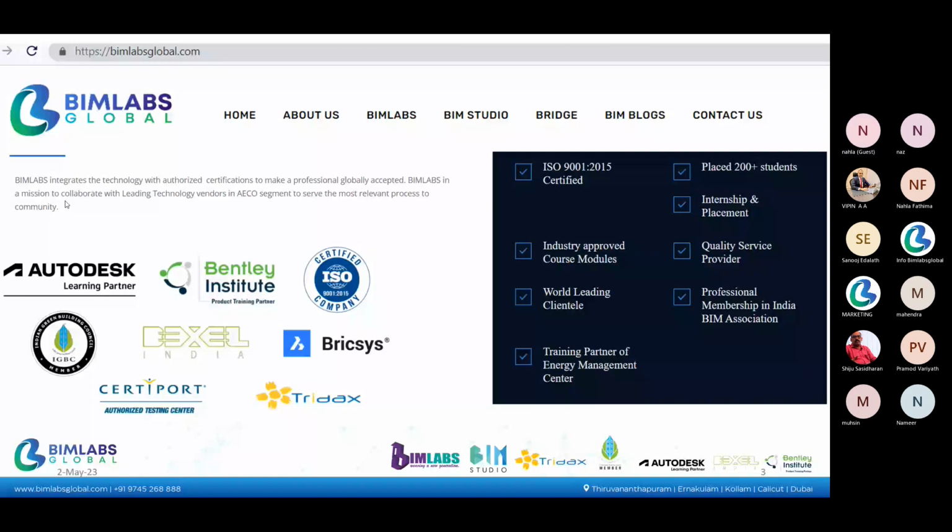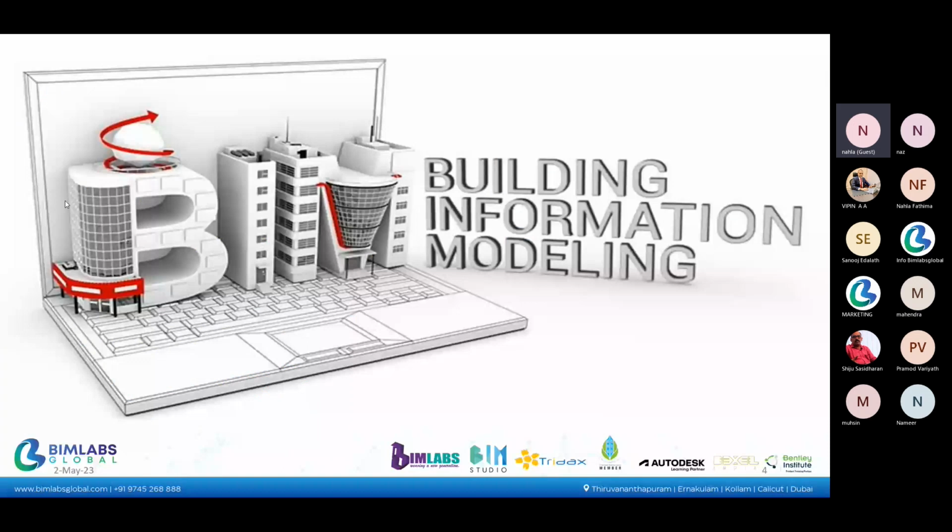So, building information modeling. Do you guys know what building information modeling is? Are you guys new to this topic, or is it the first time that you hear this? Maybe not the first time, I know that. If anyone knows something about this, you can just speak up, or you can even write in the chat box. No one knows about it?